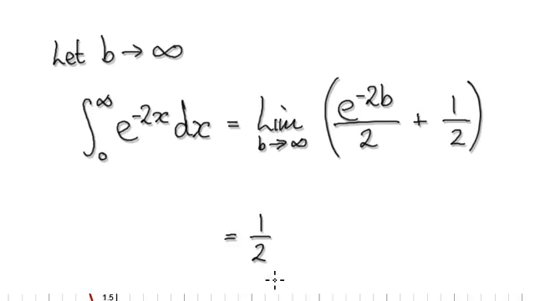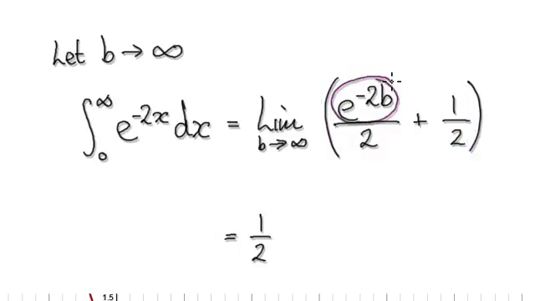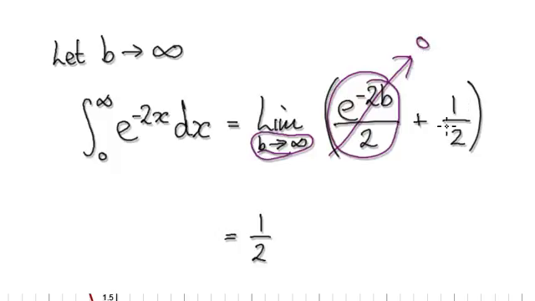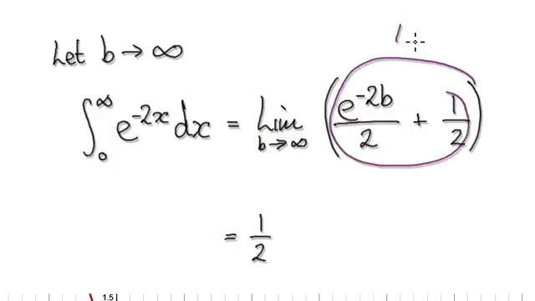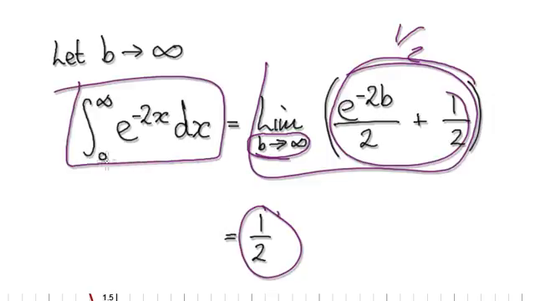So if you look at this thing here, as b heads towards infinity, you can see that this is heading towards 0. So this thing here is going to be 0. 0 divided by 2 will be 0. So as you take the limit as b tends towards infinity, this thing here will be 0. 0 plus a half, this whole thing will be a half. So integrating it from 0 to infinity, it will be a half.